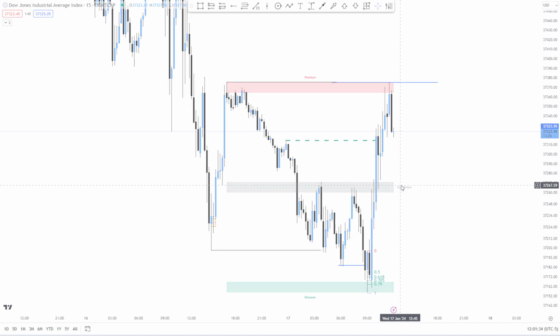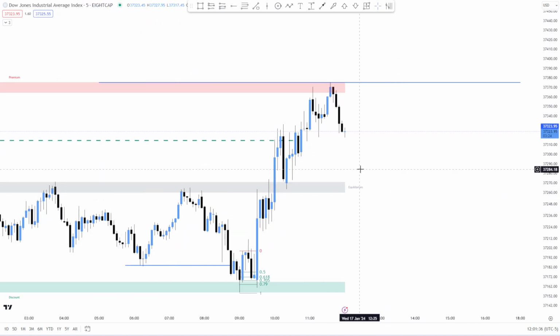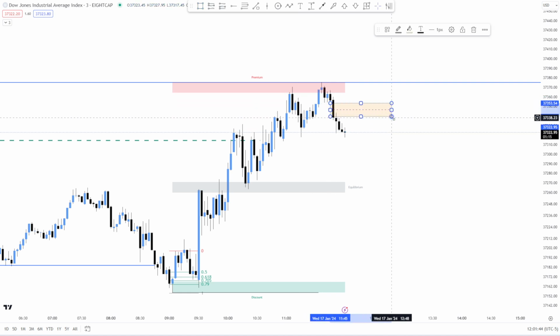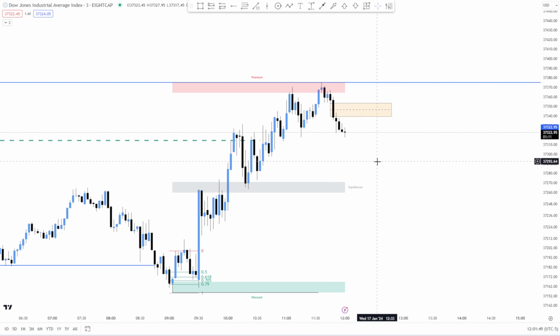I'm on the 15 here. Let me jump down to the 5. Let's go to the 3. So there's your fair value gap area there. This area, I don't know.